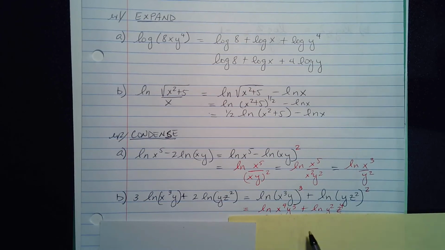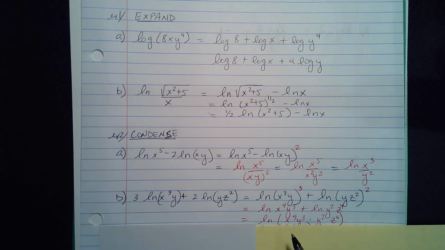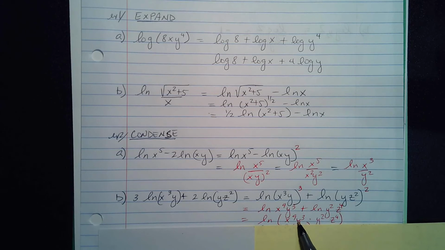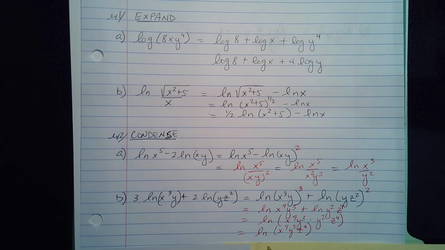Now we didn't condense it yet because we have two logs. Since the bases are the same, this is base e, we can combine by using the product. So this is x to the 9th y cubed times y squared z to the 4th. Well, y's are the same base, so we add the exponents. So now we went from 2 logs into a single log. We just condensed this expression to a single log.